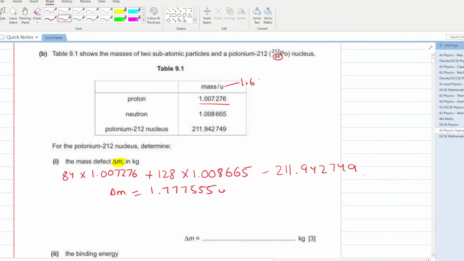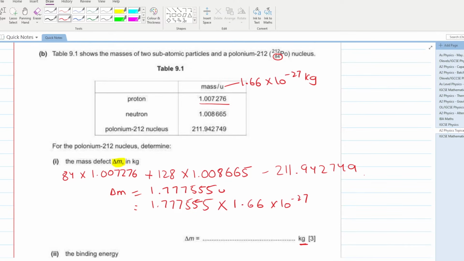Now what is this value of u? This value of u is 1.66 into 10 raised to the power of minus 27 kg. Since you have to give your final answer in kg, you have to convert it. 1.77555 into 1.66 into 10 raised to the power of minus 27, and you can give your answer to 2 decimal places. This comes out to be 2.95 into 10 raised to the power of minus 27 kg.